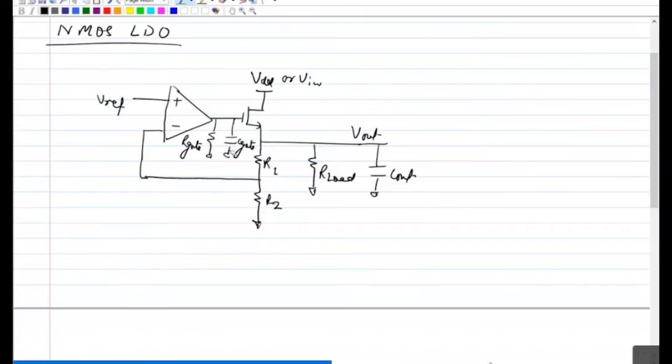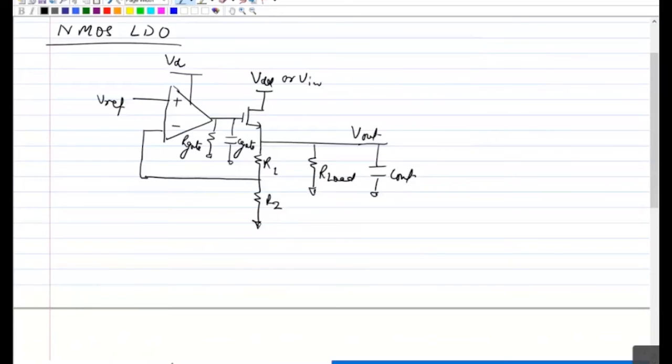Okay, so if this is, let's say, I will call it VDD of the error amplifier, or VDD EA.